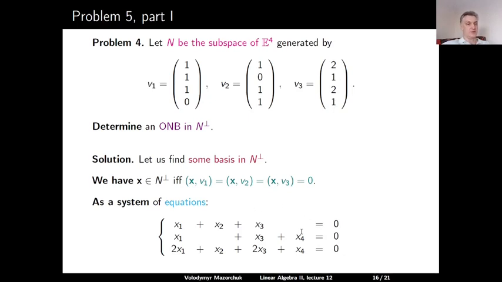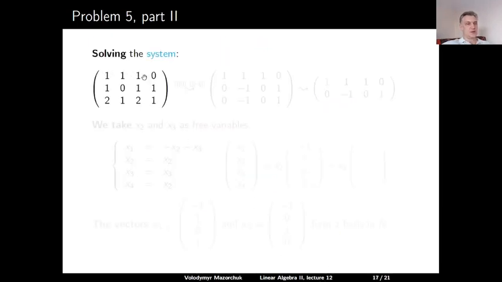This should be 0. So we get a homogeneous system of linear equations with matrix 1, 1, 1, 0, 1, 0, 1, 1, 2, 1, 2, 1. Let us reduce this matrix to a row echelon form using Gauss elimination.